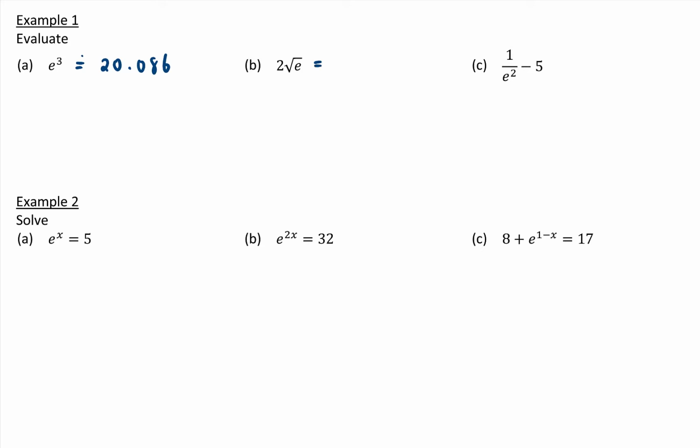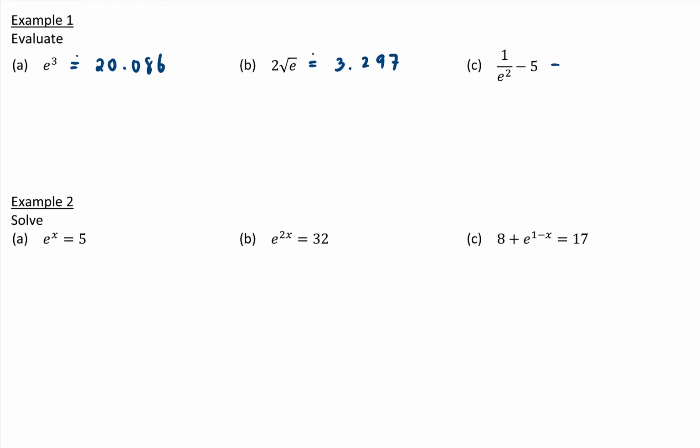For the second one, 2 times the square root of e, you should get approximately 3.297. And for a final one, 1 divided by e squared minus 5, you should end up with negative 4.865. And if they don't work, let me know and we'll try to figure out what button you need to use and how you need to use it.